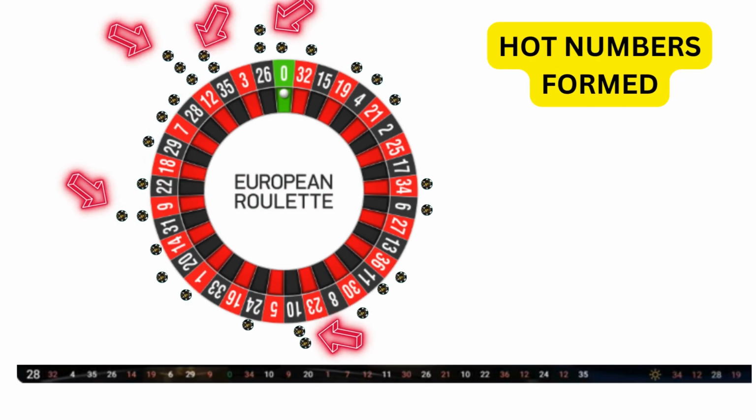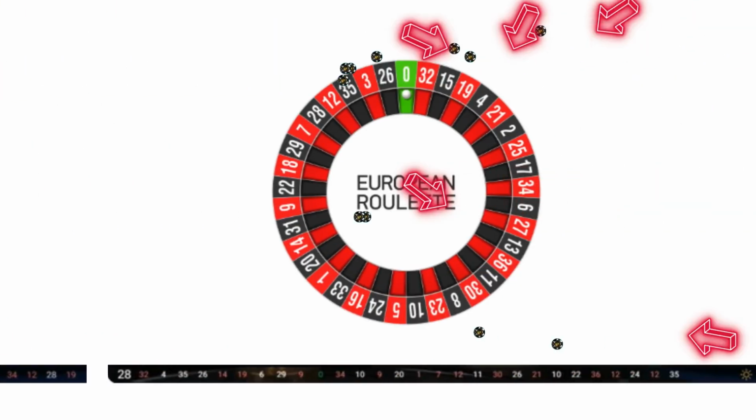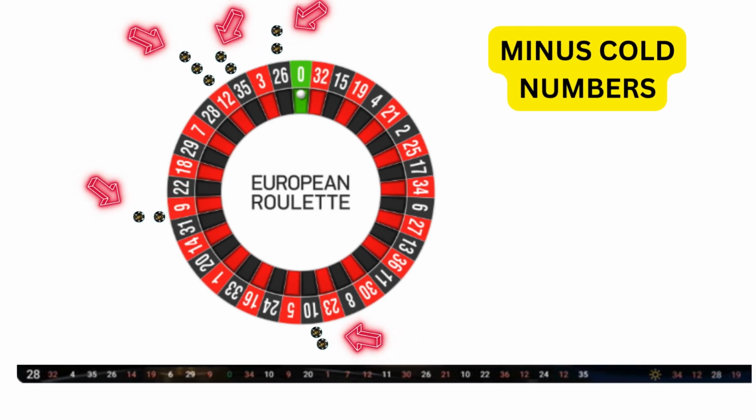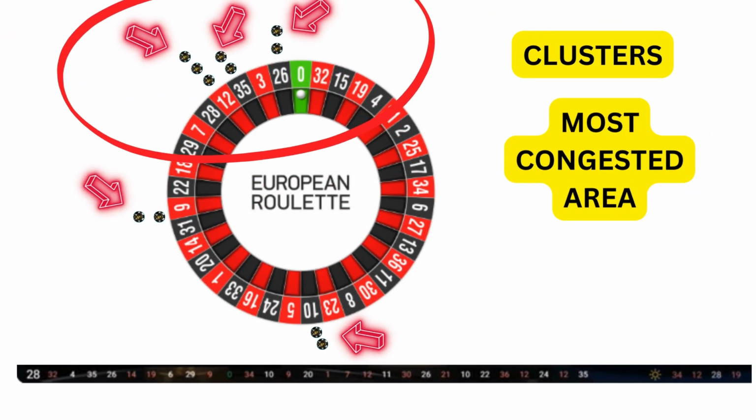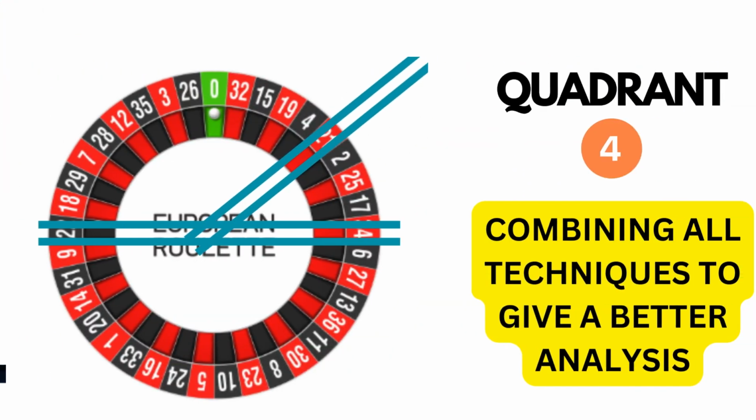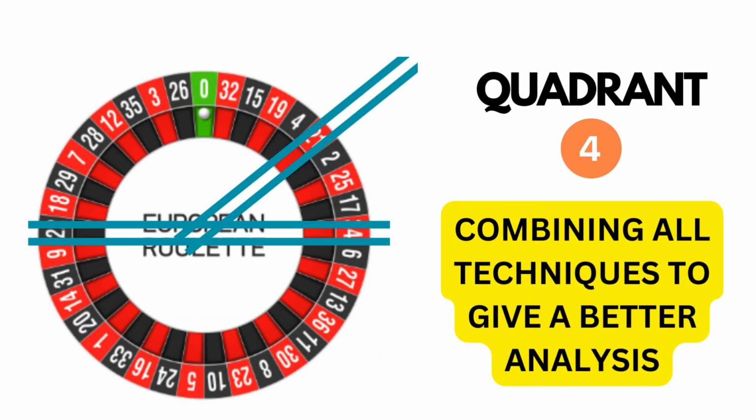As you can see here, that hot numbers and clusters have formed in a major way within a quadrant. Minus cold numbers, giving you a more precise decision on a quadrant. Hot numbers and clusters can change, so keep track of the numbers that come out and in what quadrant. If you're playing in a brick and mortar casino, an easy way to tell is by looking at the display of hot and cold numbers.